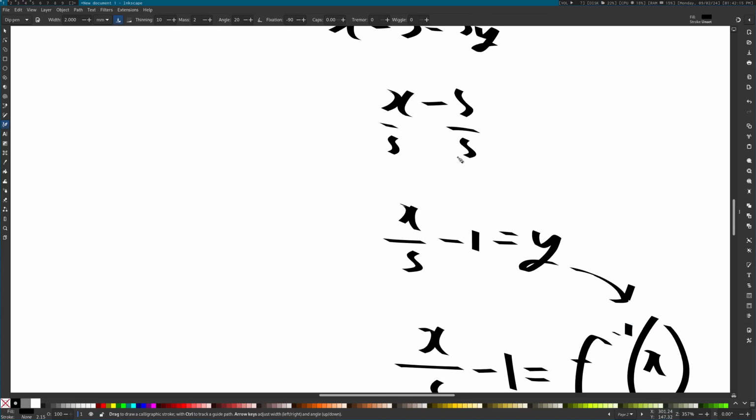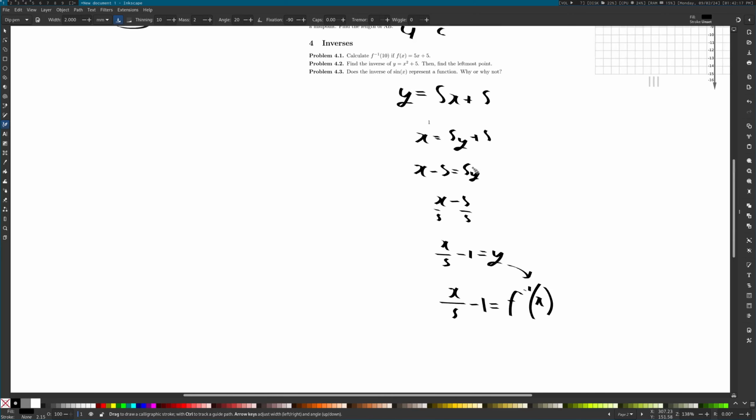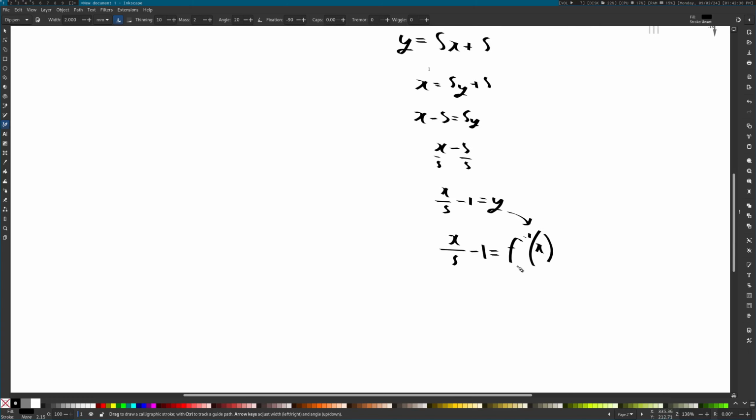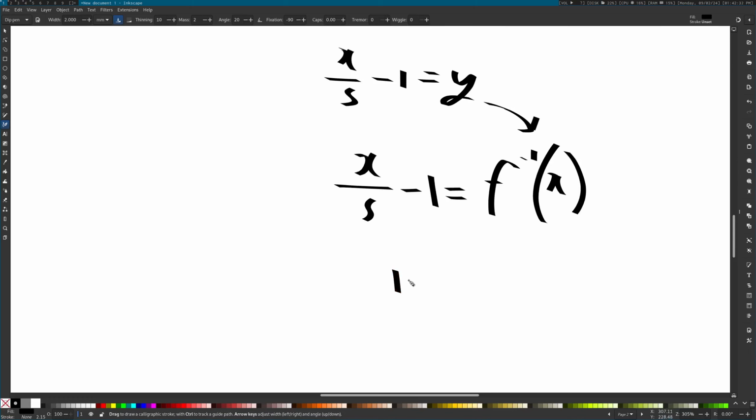AJ, can you zoom out to when you started it? Okay. So now we have x divided by 5 minus 1 is equal to the inverse of f. We can plug in 10. So we got 10 divided by 5 minus 1.